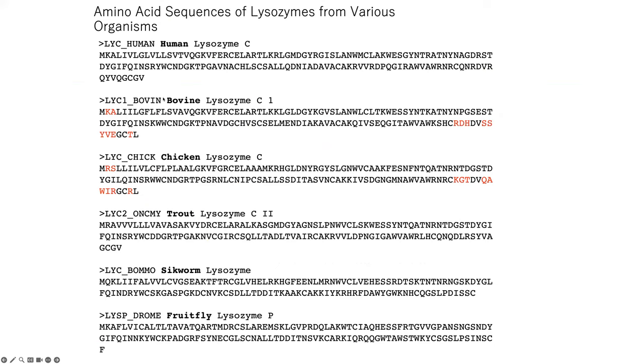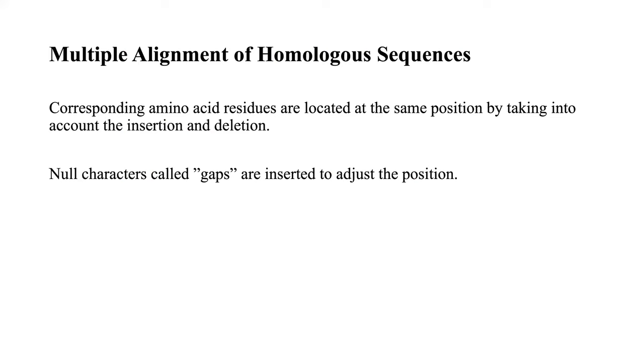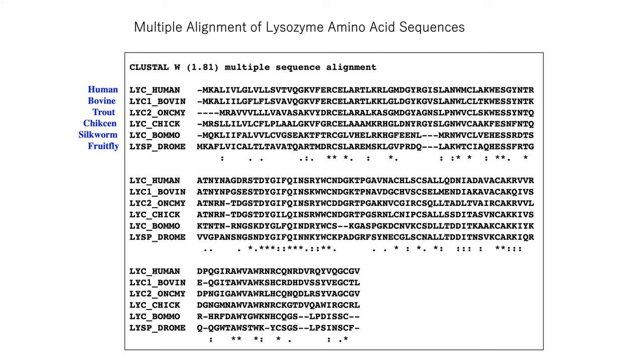Due to the insertion or deletion, simple superposition of the sequences is not enough to compare the homologous sequences. We need to make a correspondence of the amino acid residues which is equivalent in the meaning of evolution. So, okay, this is alignment. I think it is better to explain by using this alignment.